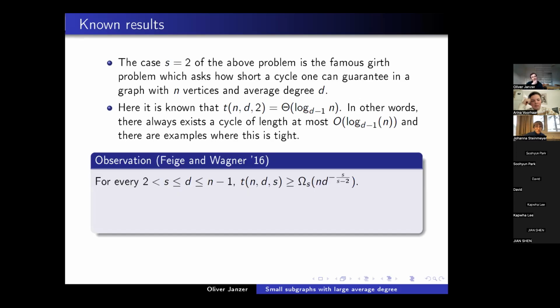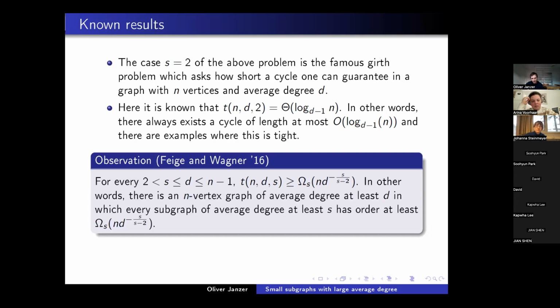Now, as I said, this s equals 2 case is a little bit different than all the other cases. So let s be greater than 2 now. In this case, the lower bound observation of Feige and Wagner is that there are graphs in which you have to take your set to be of size at least n times d to the minus s over s minus 2. You see that the thing is not even defined for s equals 2, so something clearly is going on there. But for s greater than 2, this is a valid lower bound.